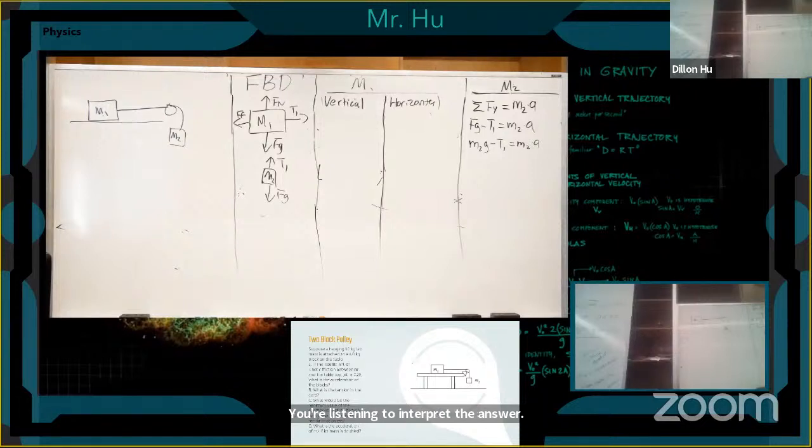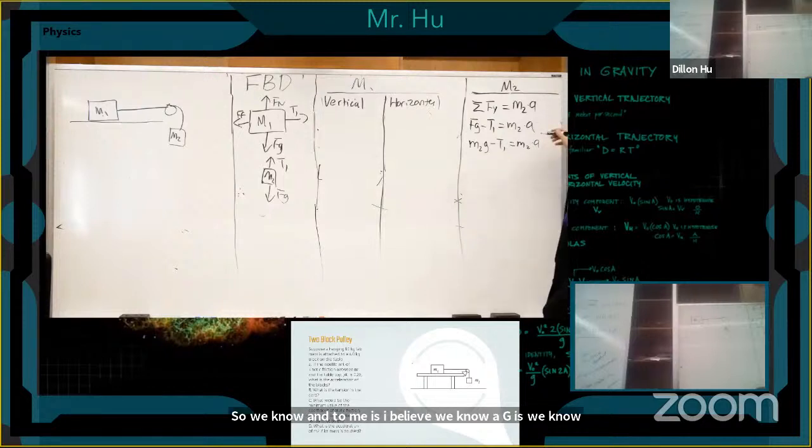Okay, so now we have an expression for the acceleration. However, we can't do anything here yet. We know what M2 is, we know what g is, but we don't know what the tension is. So if I want to find the acceleration, I need to find the tension.